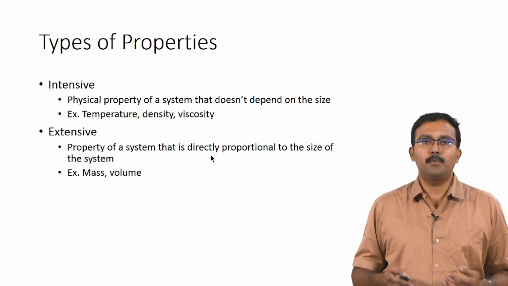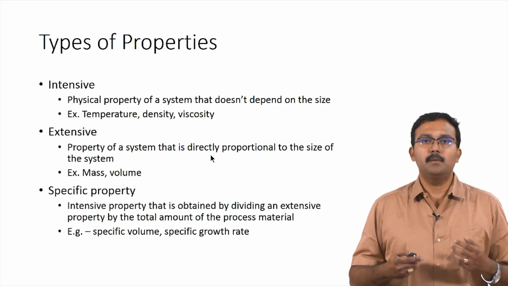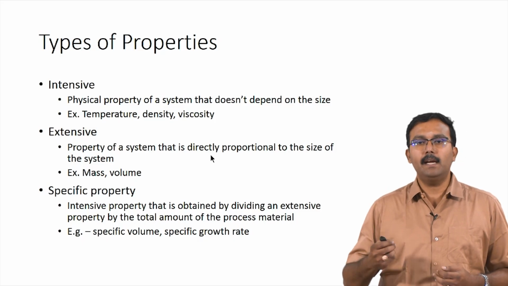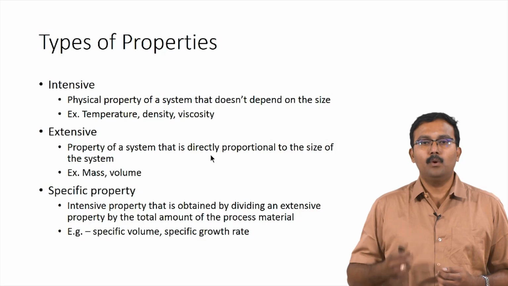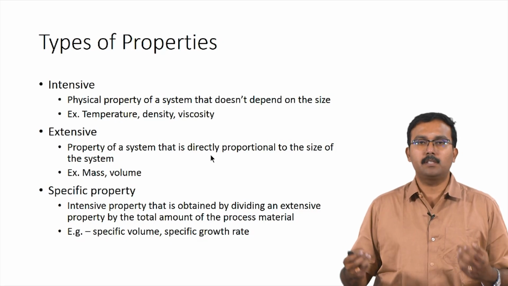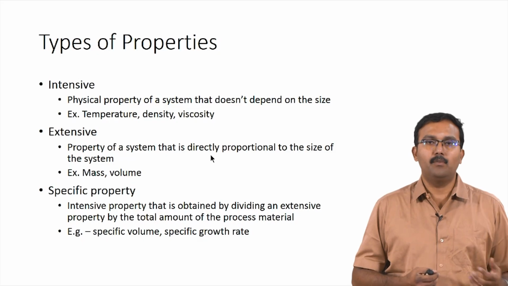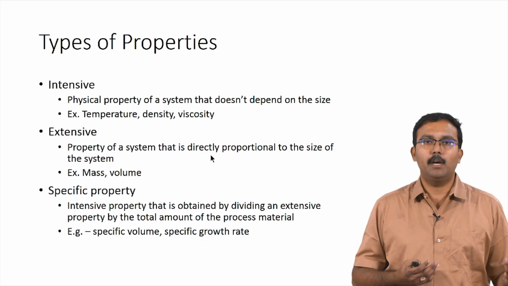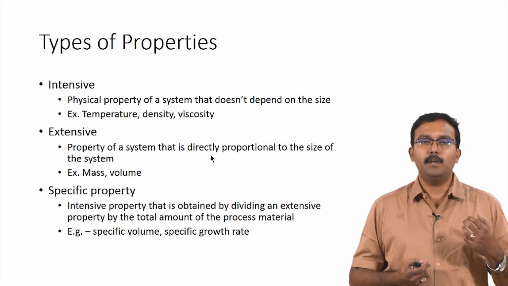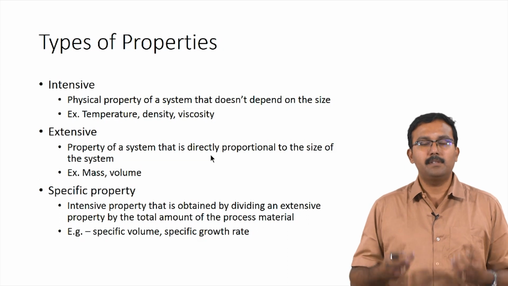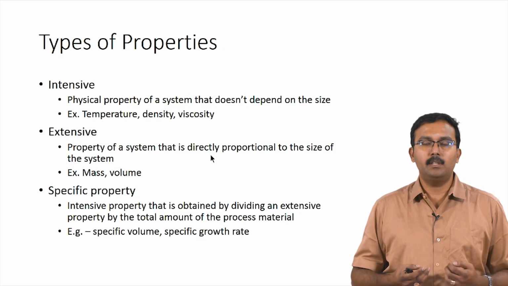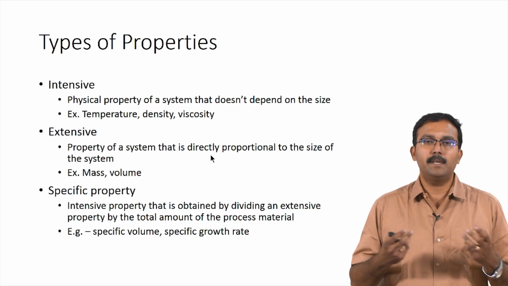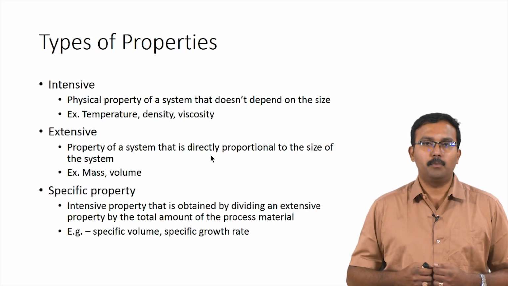You can convert extensive properties into intensive properties using something called a specific property. Specific property is an intensive property obtained by dividing an extensive property by the total amount or mass of the process material. Example would be specific volume and specific growth rate. If you remember, when we discussed biochemical reactions with cell culture, we were talking about growth rate and specific growth rate. Specific growth rate was obtained by dividing growth rate by the biomass concentration or the biomass number. So, this gives a specific property which is an intensive property.